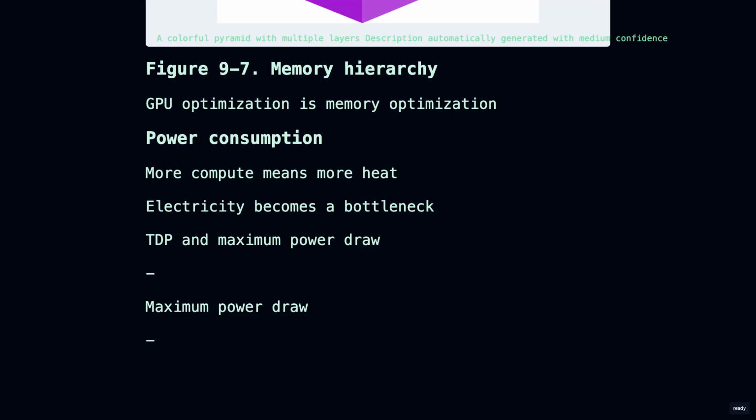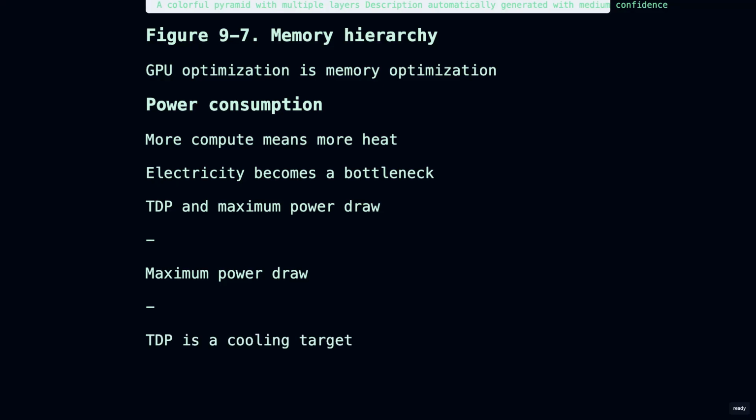Now, the second definition gives a practical cooling target for the system. TDP is the heat the cooling system must handle under typical workloads. In practice, peak power can run somewhat above TDP, so it is a useful guide, but not an exact measurement.